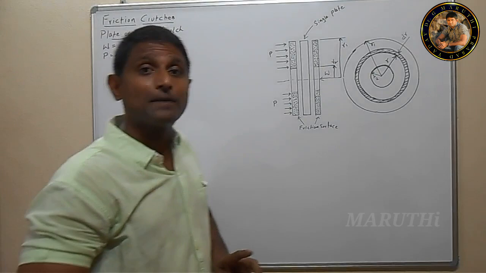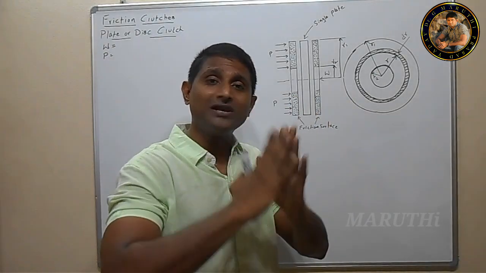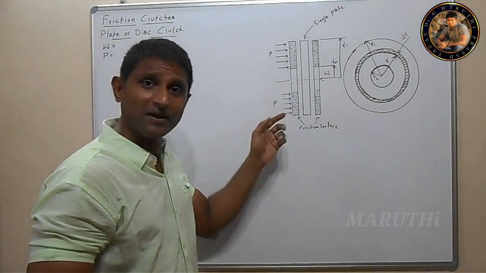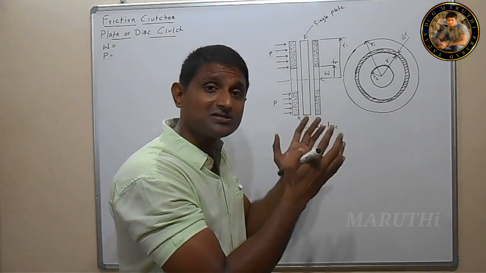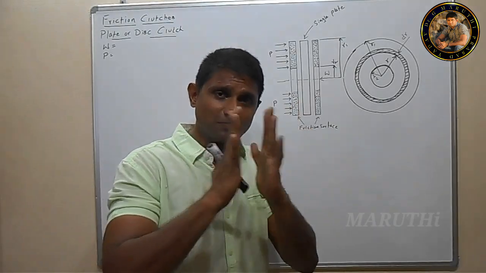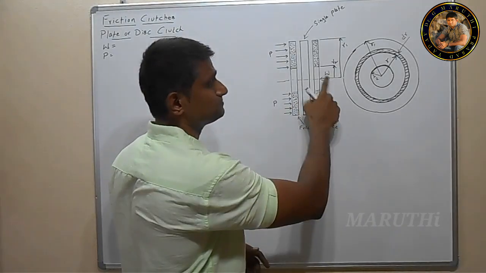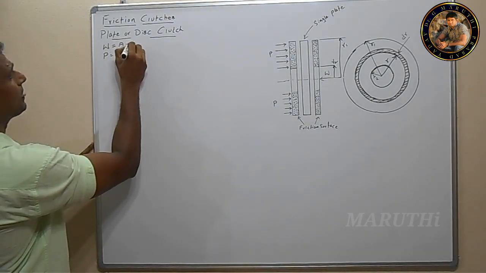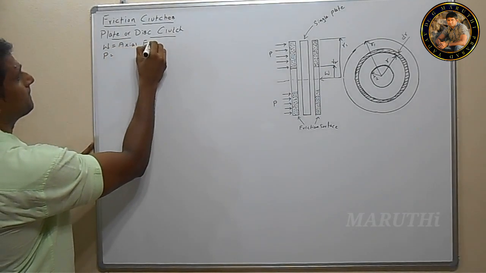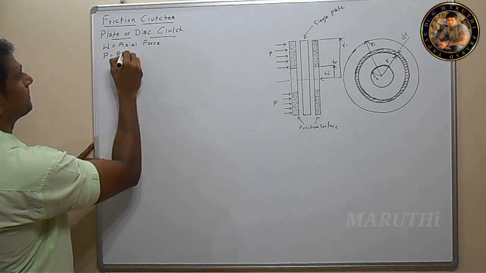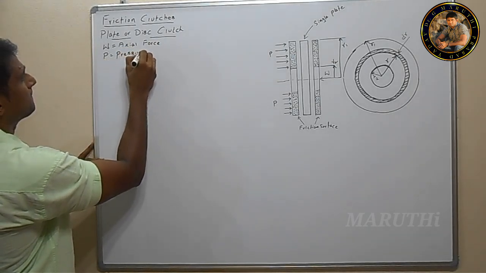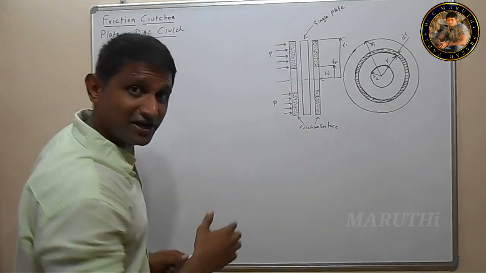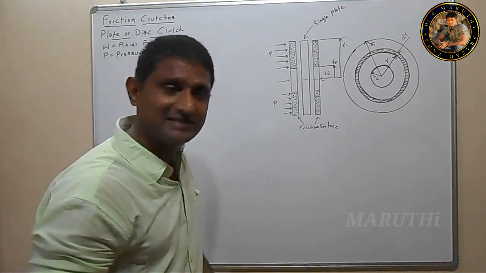Let P be the pressure with which these friction plates are holding the single plate. We can consider that it is holding this plate with a load of W, where W is the axial force. P is the pressure with which it is holding the plate, whereas R1 and R2 are the outside and inside radius.